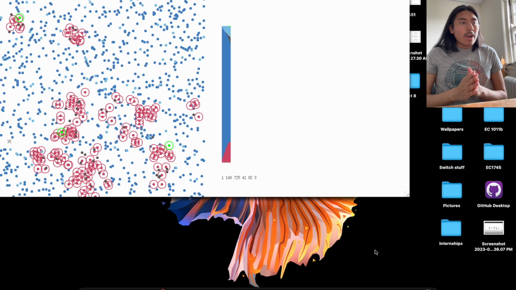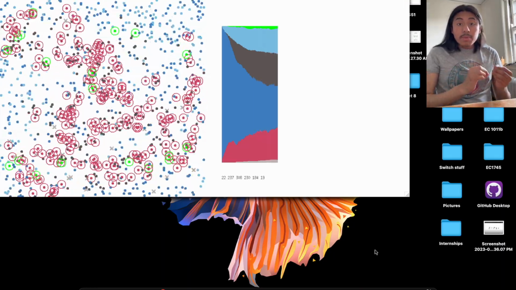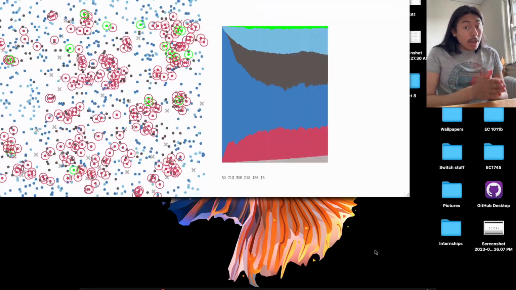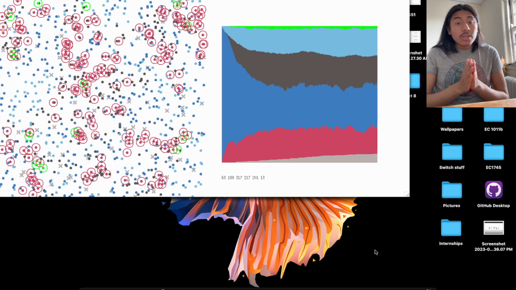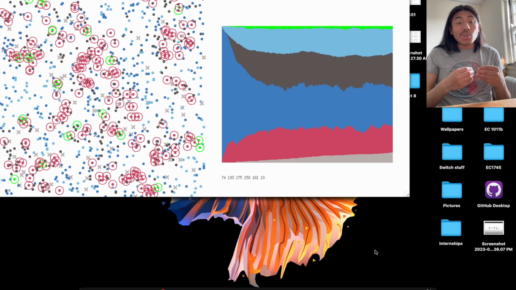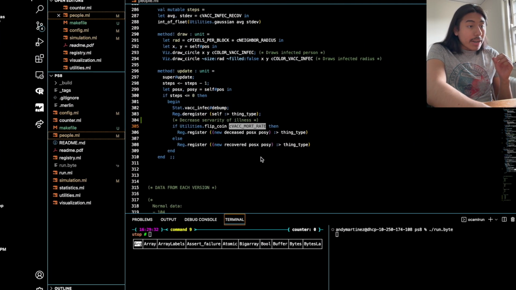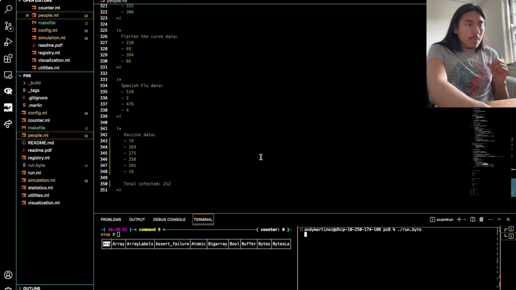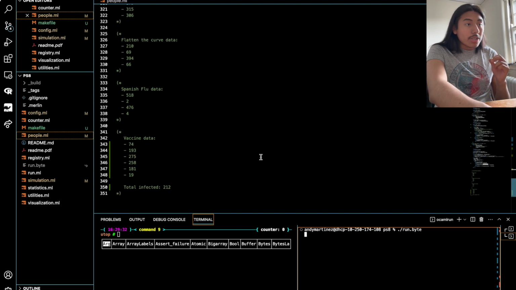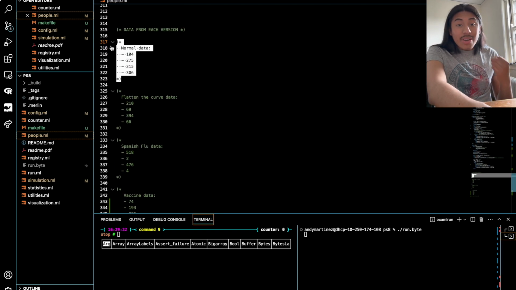So let me run this program and you'll see, again, to remind you, light blue is people that have been vaccinated but don't have the disease. The green color is people that were vaccinated and still contracted the disease. And you can see the data right here, and I've amalgamated all of it down here. The main thing you want to compare it to is the normal data, the one without any extensions.